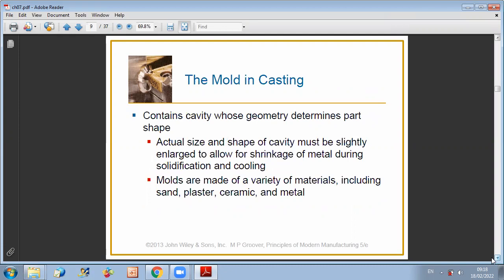Now, the mold in casting will contain the cavity whose geometry determines the part shape. In the following slide, we'll see in detail what the different parts of the mold are.